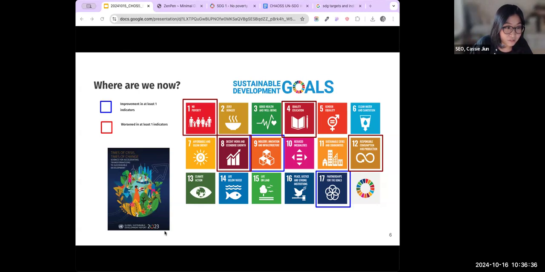So the picture on the lower left is a cover of a report from 2023. That's where I got what I just said about where we are now, which of the targets have improved and which of the targets have worsened. So yes, there are annual publications on this.